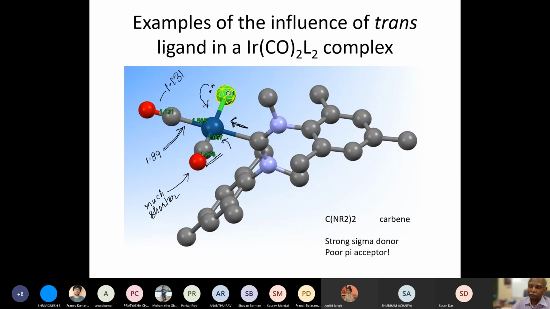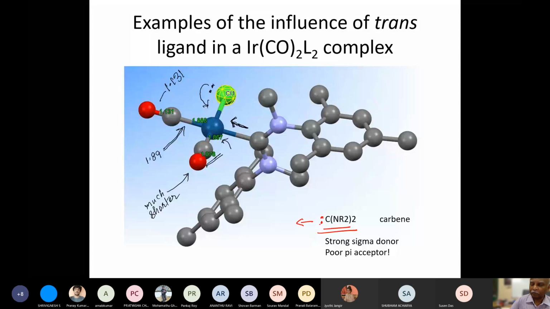I have for you here an iridium complex in which there are two carbon monoxides bound to the same iridium. They are cis-related to each other, and in the trans position to each of these carbon monoxides, I have another ligand which is not similar. In one case I have a chloride, Cl, and in the other case I have a carbene, CNR2. There is a lone pair sitting here, which is giving electron density.